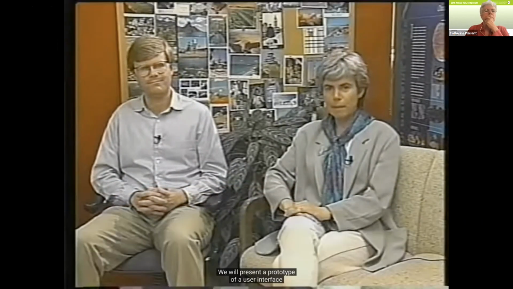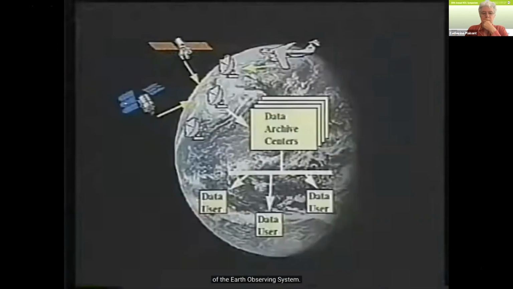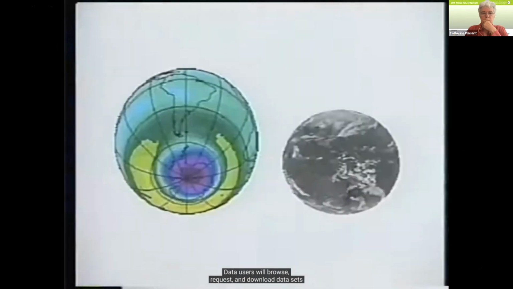Hi, I'm Catherine Plaisant. And I'm Tom Bruns. We are from the Human-Computer Interaction Lab of the University of Maryland. We will present a prototype of a user interface for NASA's EOSDIS project. EOSDIS is the information management component of the Earth observing system. It will collect data from a variety of platforms and store the data sets in designated archive centers. Data users will browse, request, and download data sets over computer networks.